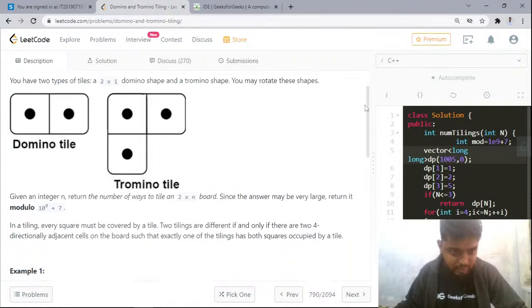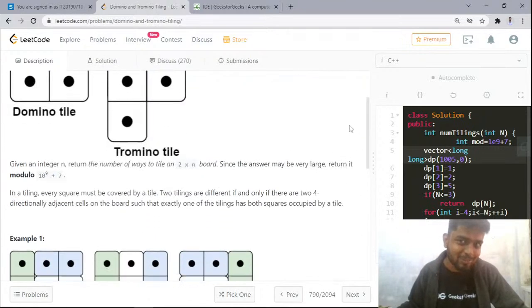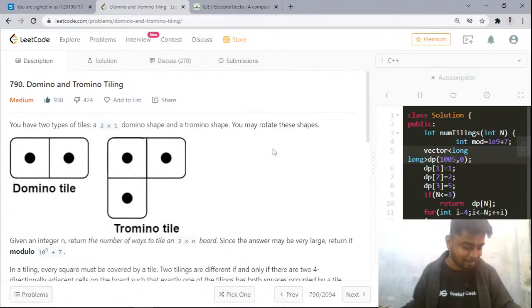Apart from this, let me tell you about the number of submissions. The number of submissions is 66,000, and out of those 29,000 submissions are accepted. The value of n for this problem is 1000, so that also indicates that you have to apply something else for this problem.